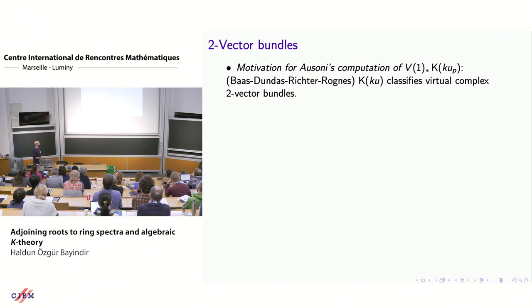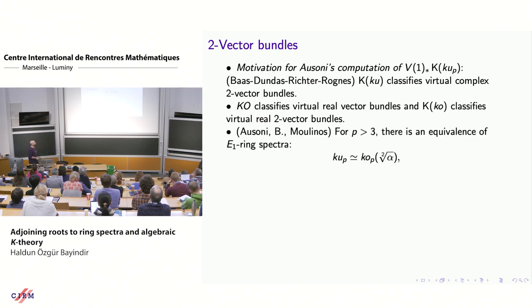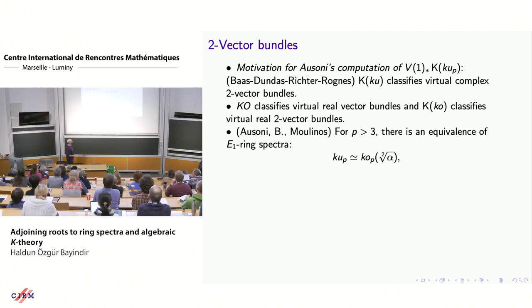All right, as I said earlier, we have this interest to compute K theory of KO because it classifies real vector bundles, and we obtain that through this splitting at the level of algebraic K theory. So we show that, again, P has to be larger than 3 because we're going to use Christian's computation of K theory of KU.